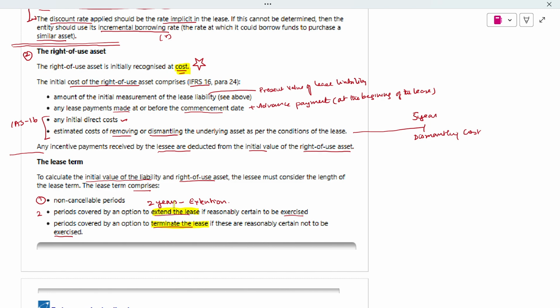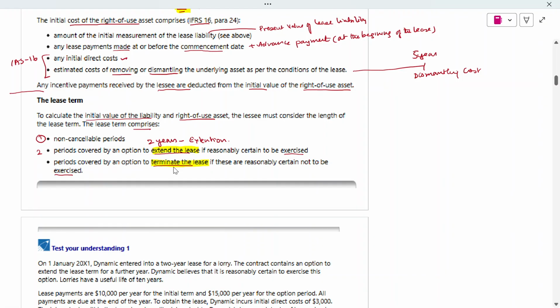Okay, means you should be very clear. Non-cancellable, if there is extension, or what are the conditions for termination. Okay, what are the conditions for termination? We have to make sure about this. Are you clear about this? Yes. Okay, read this. Okay, simple one.